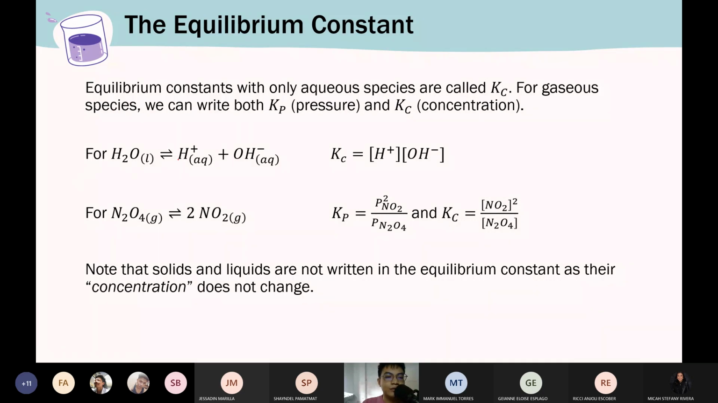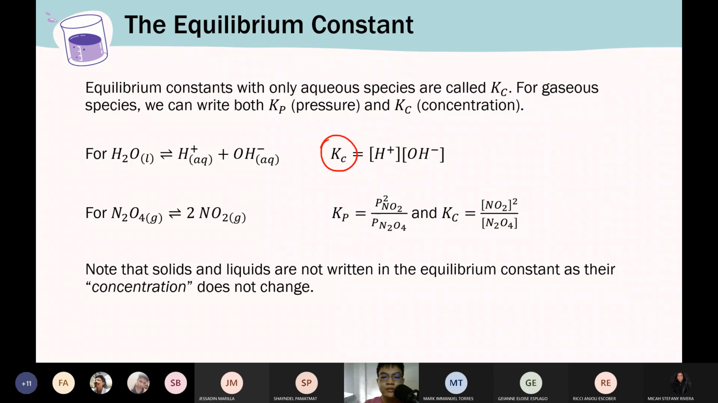Okay? So for example, we have here H2O, the dissociation of H2O into ions. So we can only write Kc for that. Kasi ano ba yung concentration unit kapag yan ay aqueous? Eh di concentration lang. Okay? However, for gases, there are two ways of determining their concentration. One is in terms of the pressure of the gas, and the other is the concentration of the gas.